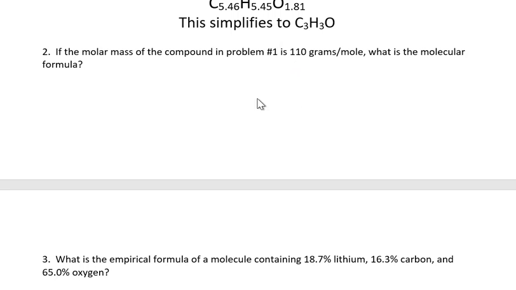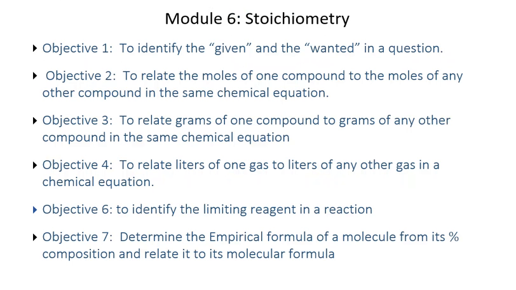So you can tell that the molecular formula of this compound is actually going to be C6H6O2. That's how you can go from the molar mass of the compound. If the molar mass was 110 grams, you could determine the molecular formula. All right, so we've landed this thing. We have covered every one of those objectives.